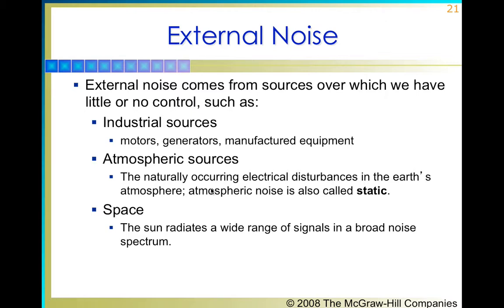Then we have noise of two types. One is external noise and the other is internal noise. External noise is noise which comes from sources over which we have little or no control, like industrial sources such as motors, generators, and manufacturing equipment of the surroundings. We have atmospheric sources, in which different aspects on the surface of the earth generate some kind of noise. And then we have some noise produced by space entities. The noise generated from these sources is referred to as external noise.